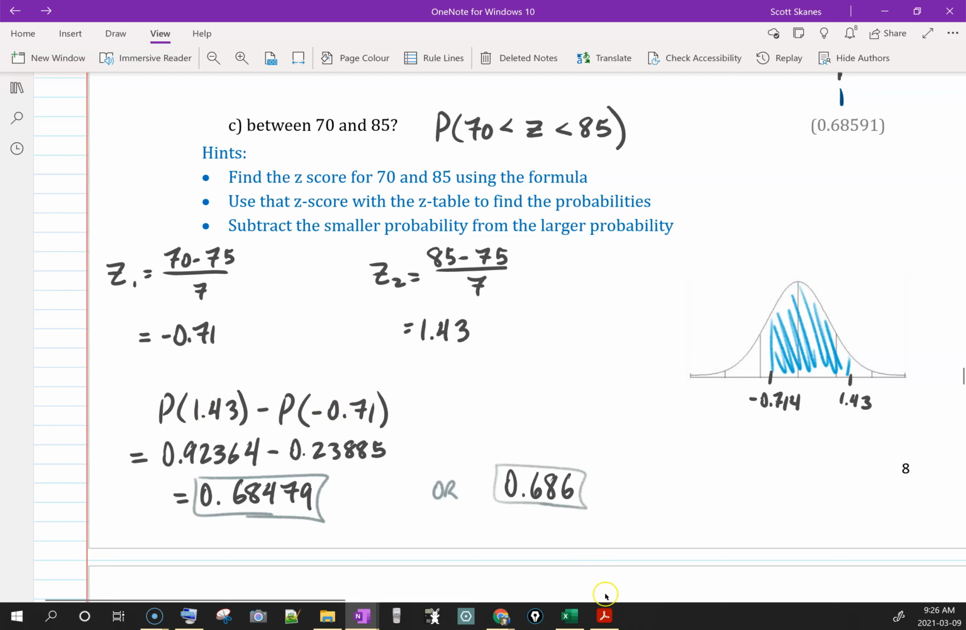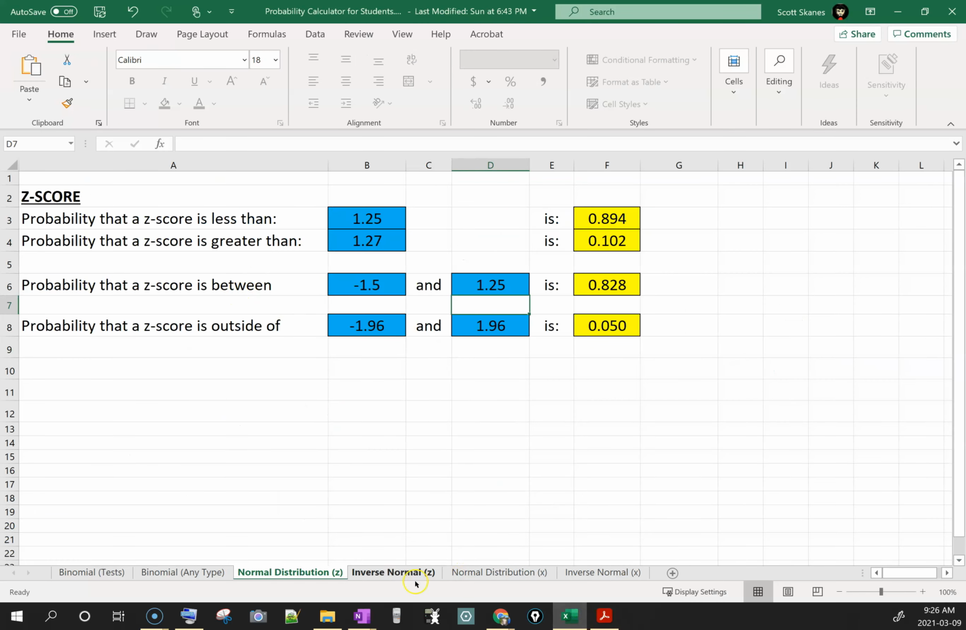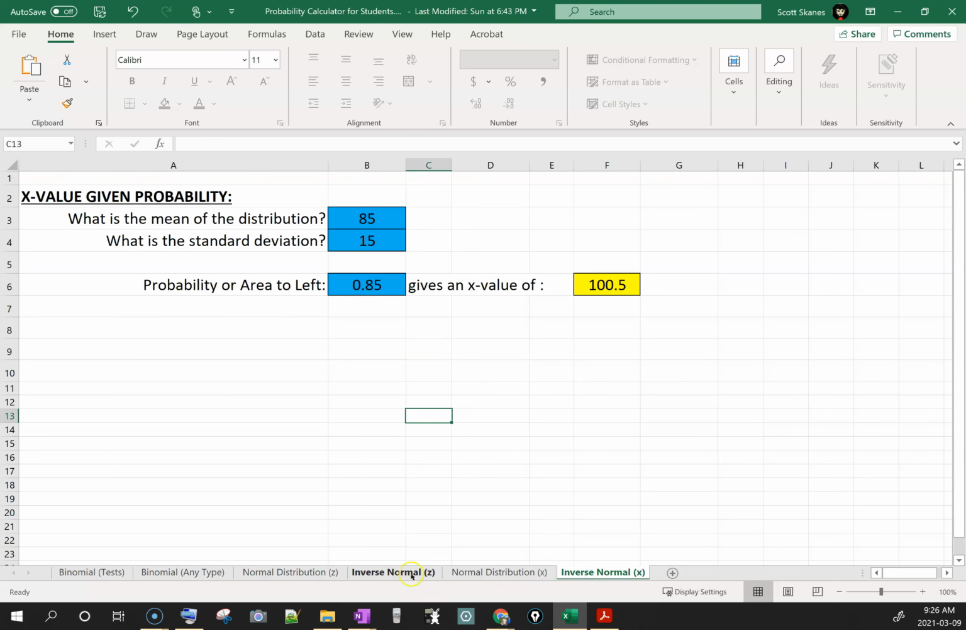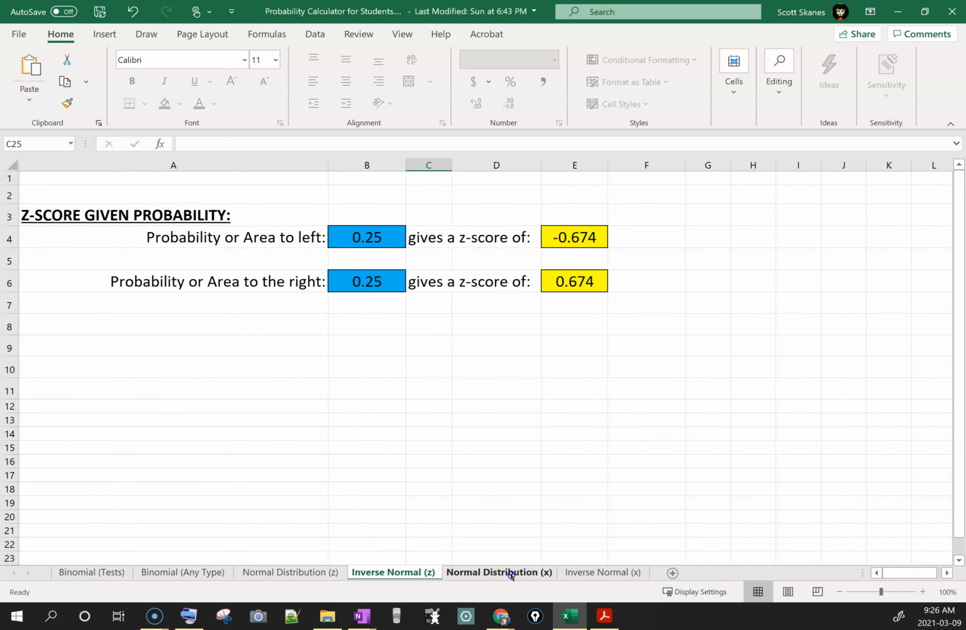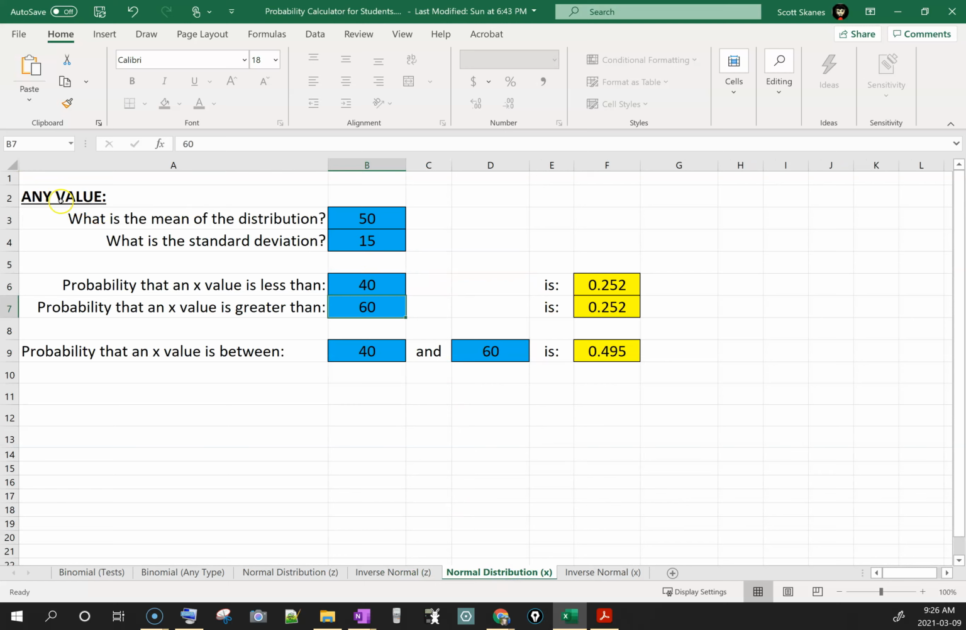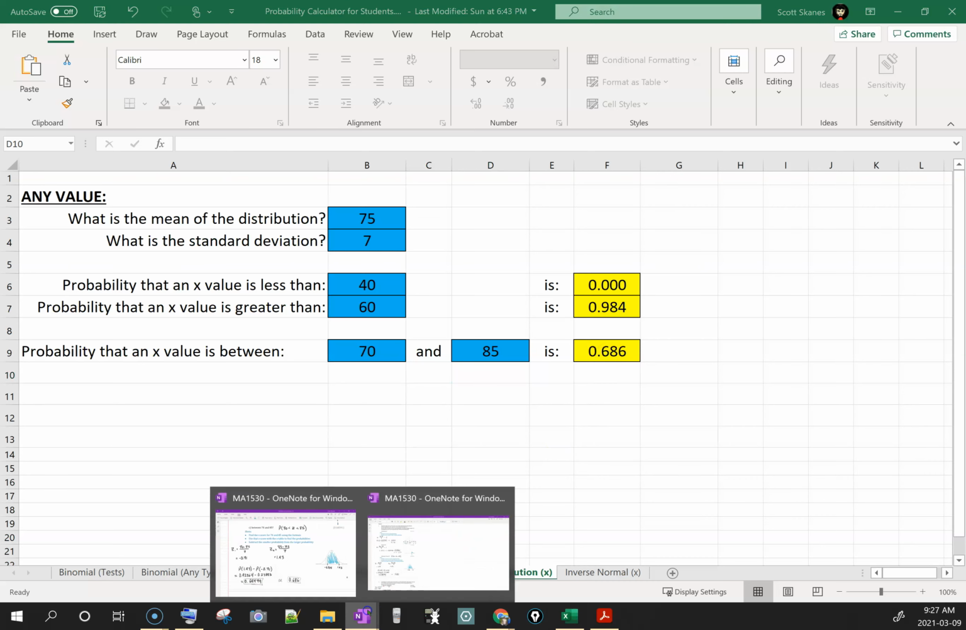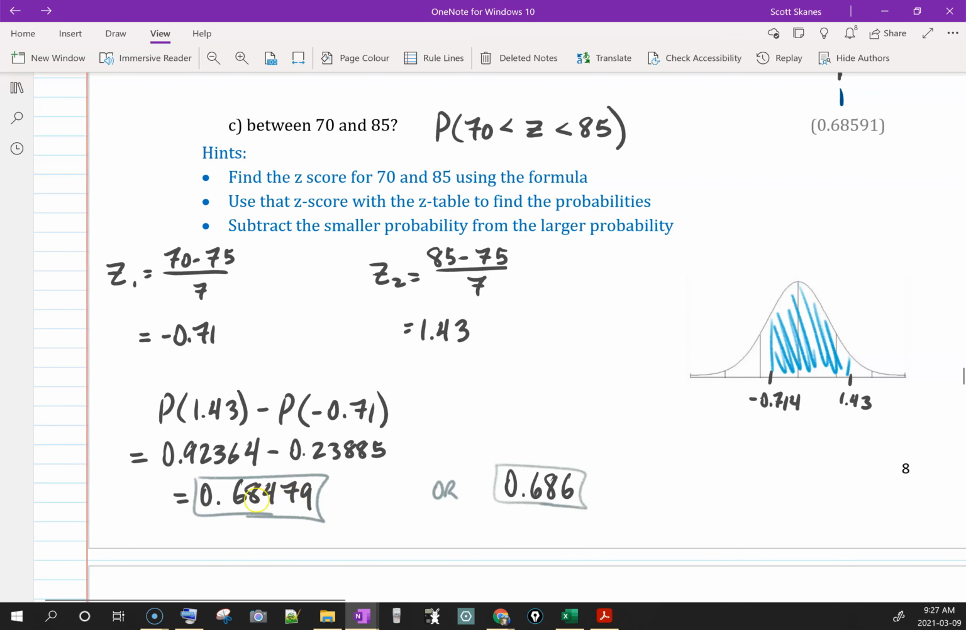1.43 and negative 0.71. So if you're using the Excel one, let's see, I don't know if this one has the two values. Oh yes, it does. So this calculator, thankfully, can be done for any value. So this question, it said that the mean was 75 and the standard deviation was 7. What's the probability that an x value is between, in our case, 70 and 85? The answer should be 0.686, which is almost exactly what I have. Sometimes using the Excel calculator, you'll be off by a decimal or so. You can see that there's a couple different differences here. But this is the essence, okay? This is close enough.